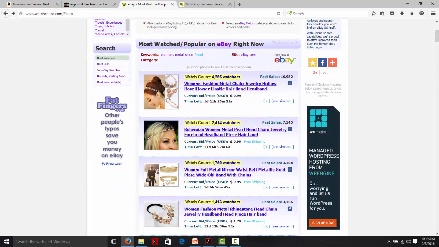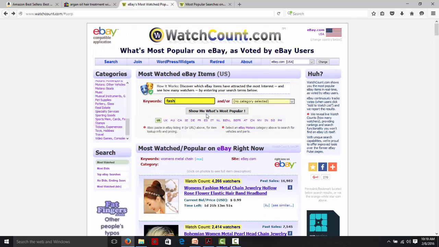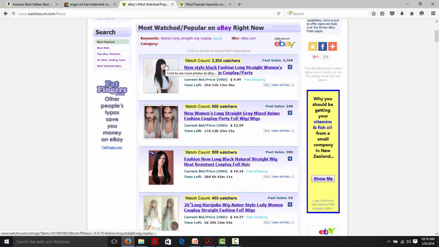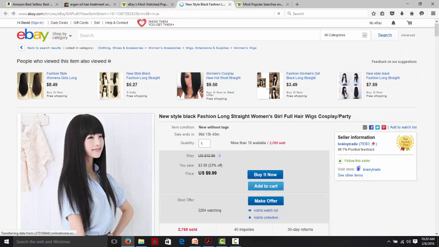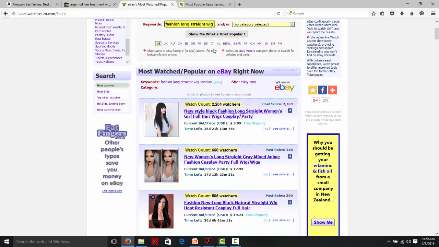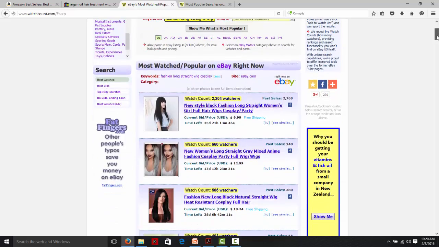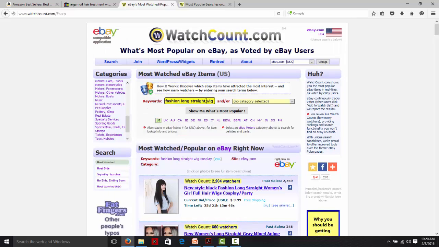Plus, there's a ton of other niches. For example, I had success with the long straight women's full hair wigs cosplay party. So they sell very well. For example, I'm going to type fashion long straight cosplay. Here we go. This one. This was the product that I sold, and this one right here. See, if you click there, you can find it. You can see them right here. Just type in wigs cosplay party here.